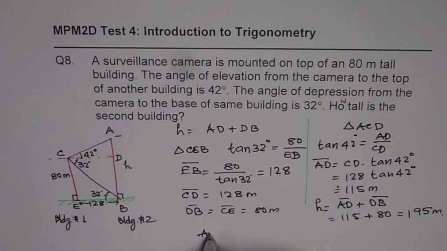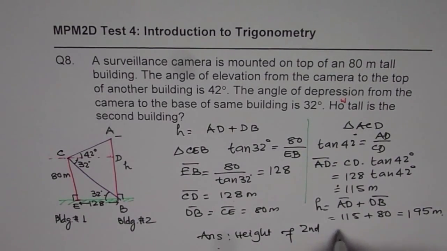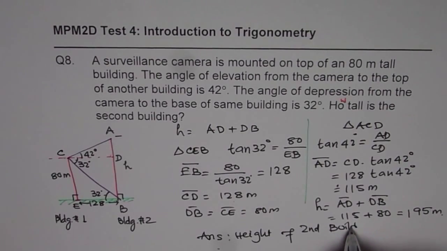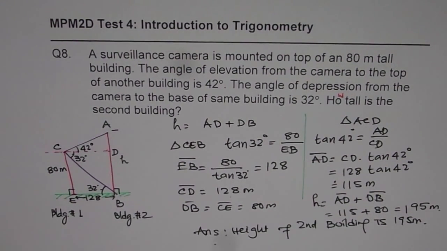So our answer is the height of the second building is 195 meters, right? So that is how you can solve this question.